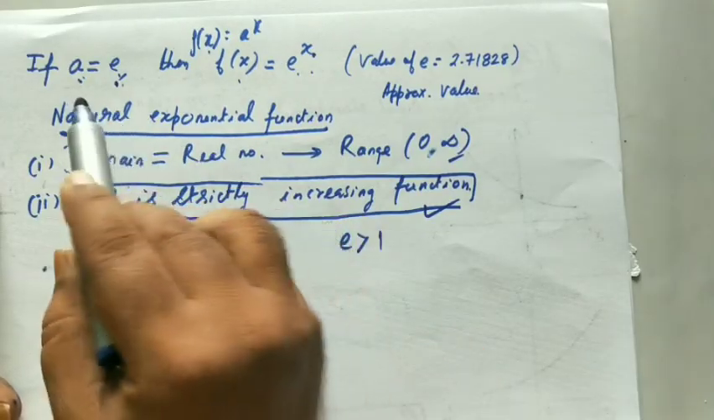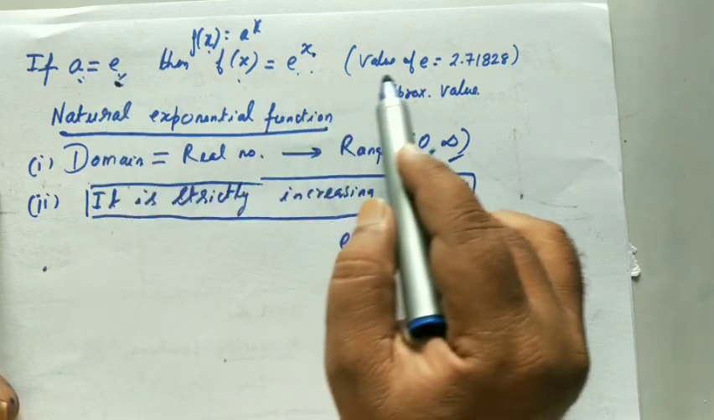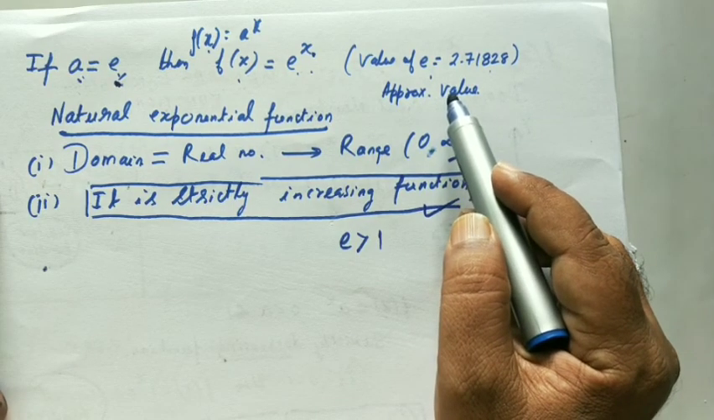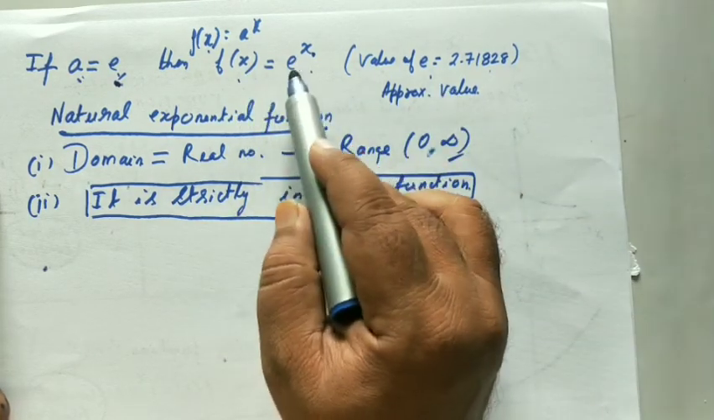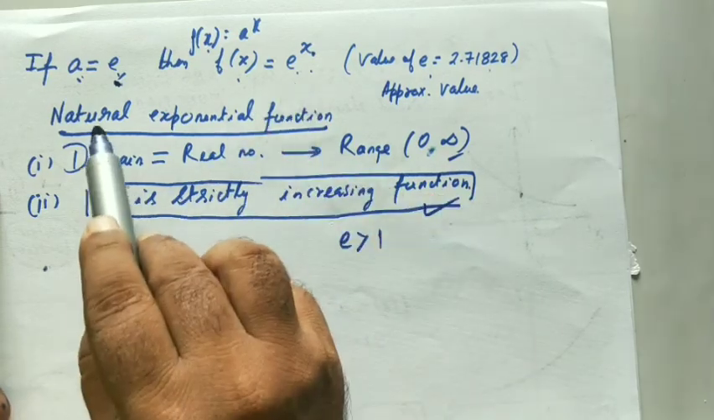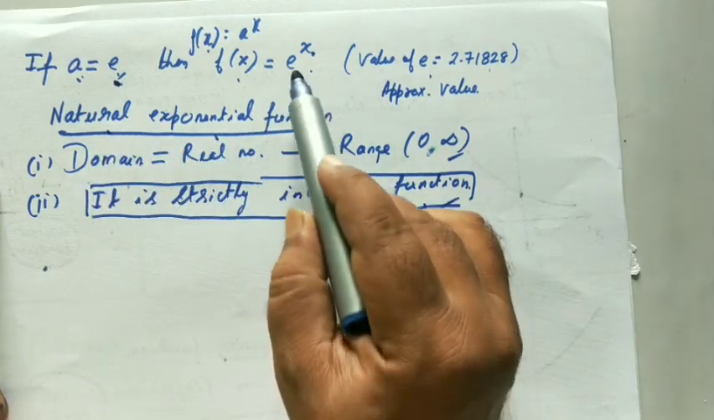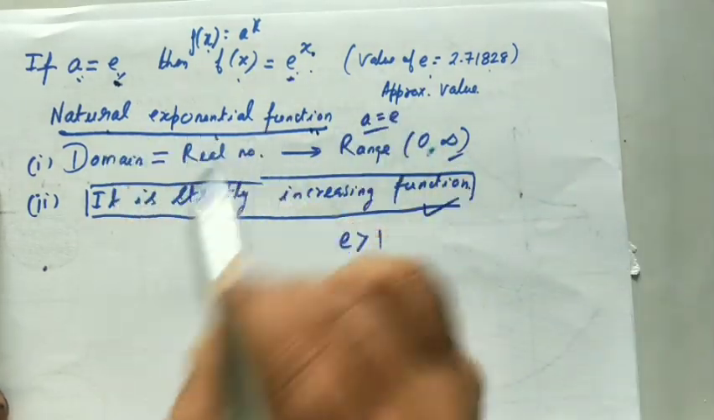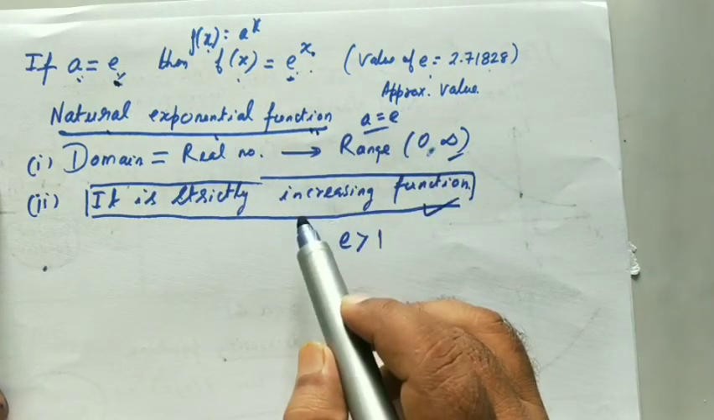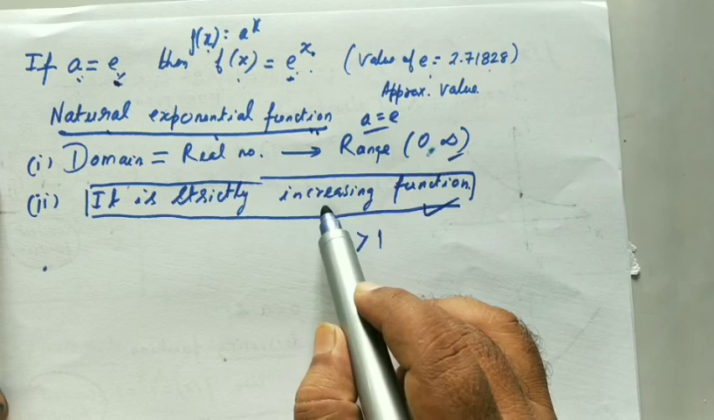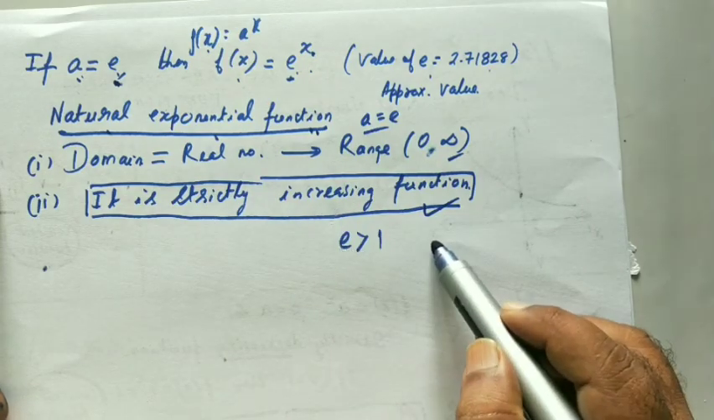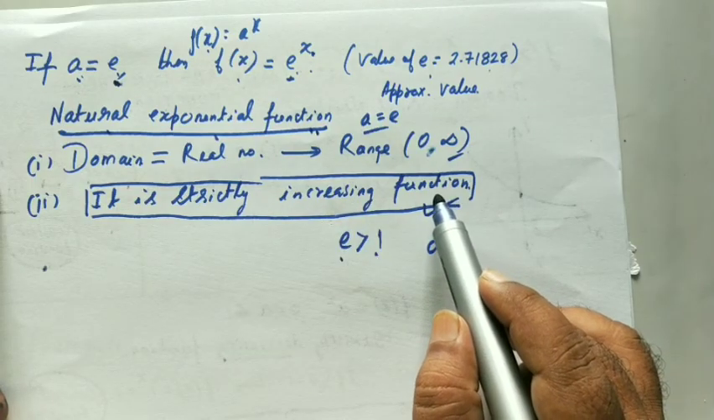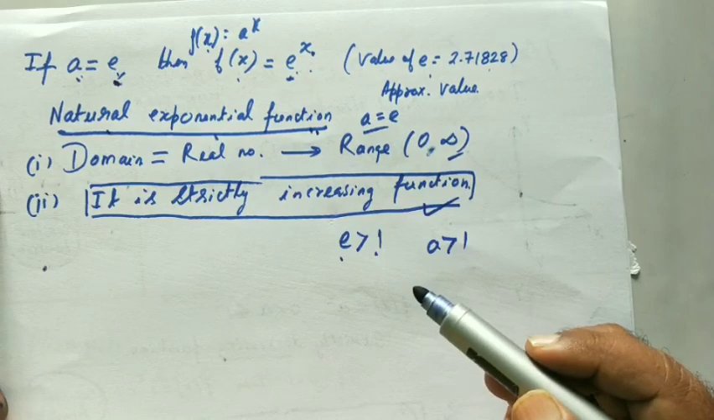Now, one more case, when a is equal to e. You know the value of e is 2.718, approximate value. It's an irrational number. f(x) is equal to e to the power x. It is called natural exponential function. Remember, when a is equal to e, natural exponential function. And since a is greater than 1, a is equal to e here, it is a strictly increasing function, we have seen that. And the range is all positive real numbers.